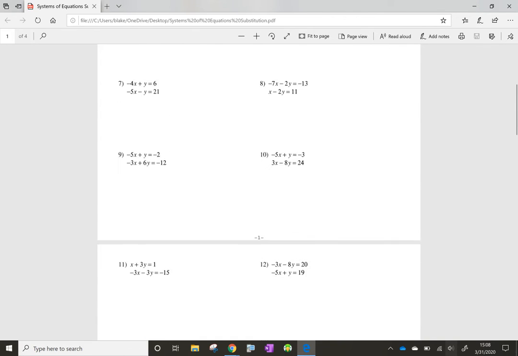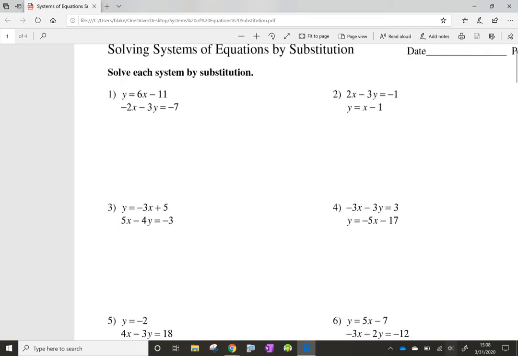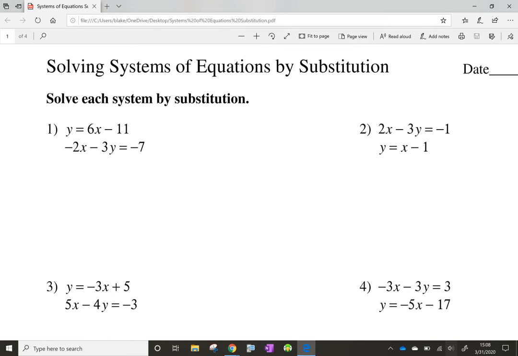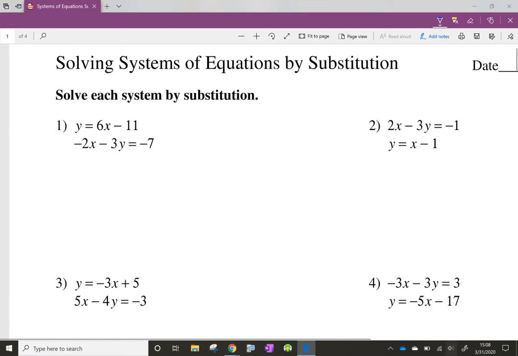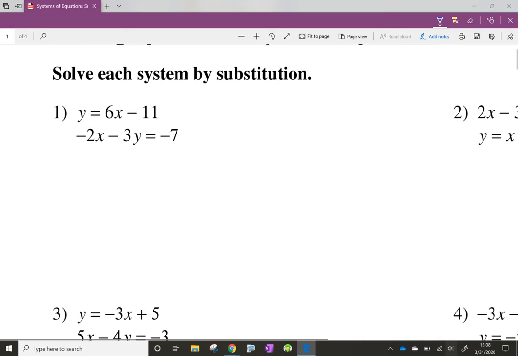But let's go ahead and do a few of these substitution problems together. So let's stick with blue. Blue's good. All right. So substitution. Wanted to zoom in on it.